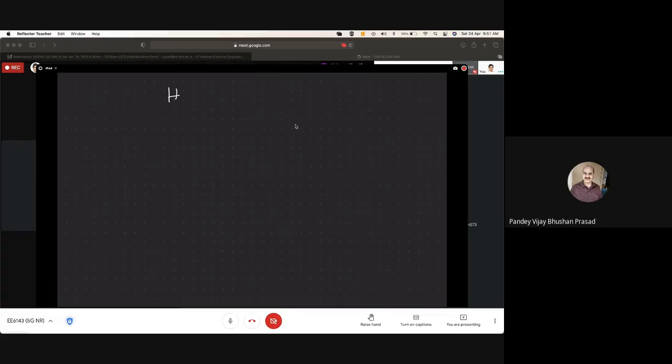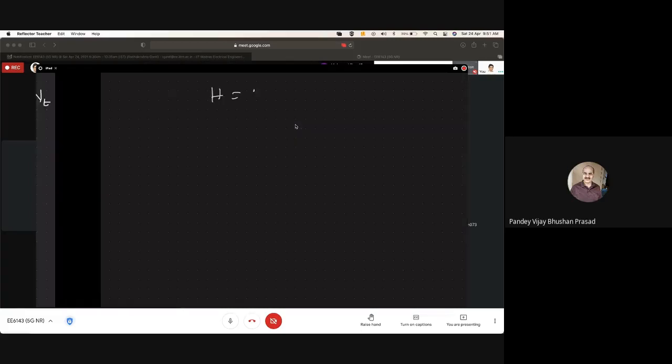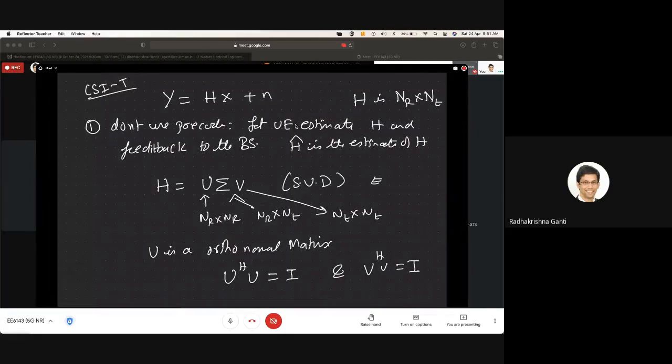Sir, can you explain it again? Okay, fine. So H is somehow known at the transmitter, the base station. There is something called singular value decomposition. Singular value decomposition means you write H as a product of three matrices, U, sigma and V. Sigma is a diagonal matrix.